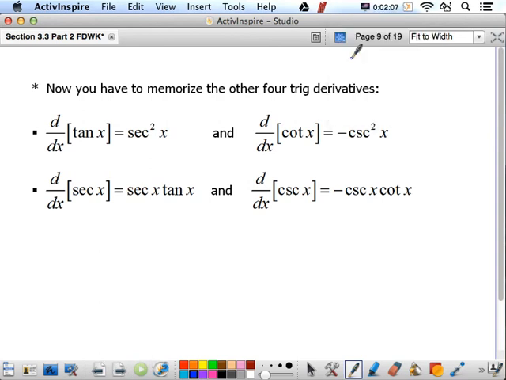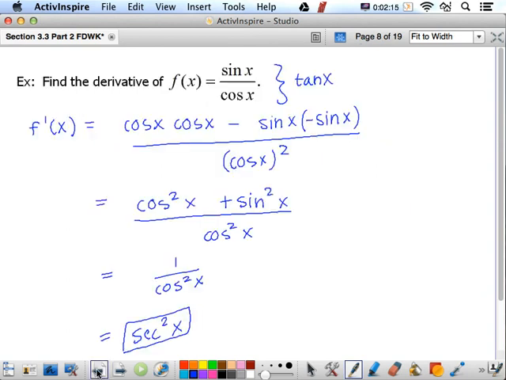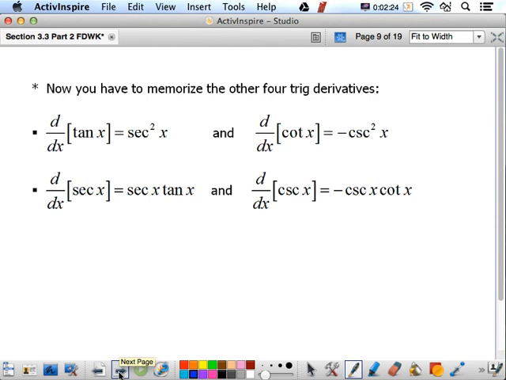Okay, so what we have here and what you need to memorize, we already know that the derivative of sine is cosine, the derivative of cosine is negative sine, and we just established in the previous slide that the derivative of tangent, we use the quotient rule to prove it, that the derivative of tangent is secant squared. So we need to memorize that the derivative of tangent is secant squared, but the derivative of cotangent is negative cosecant squared.